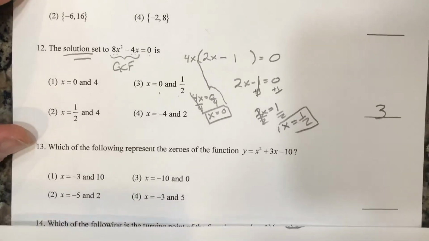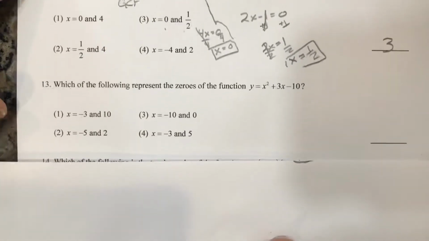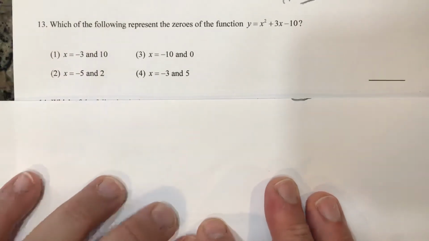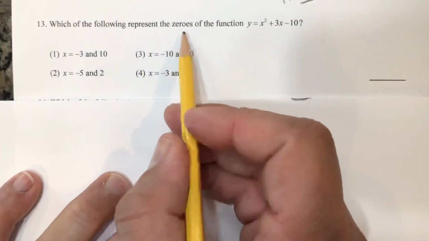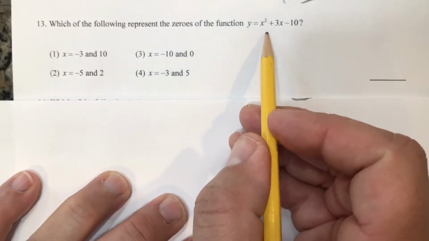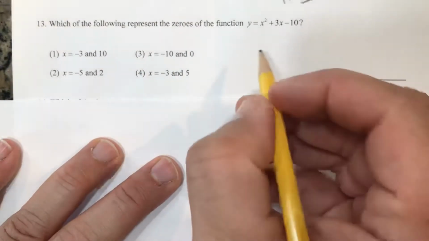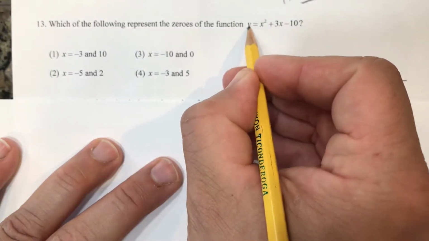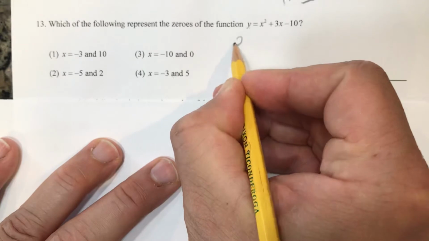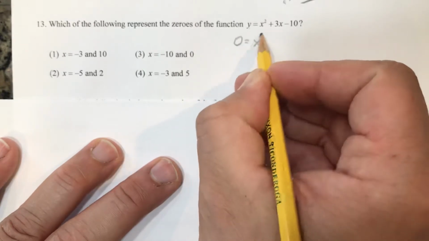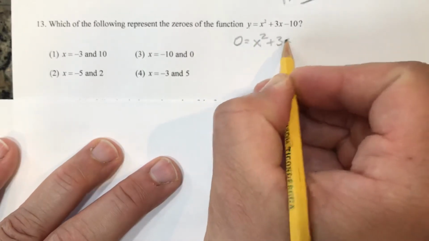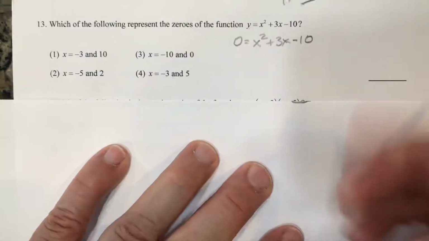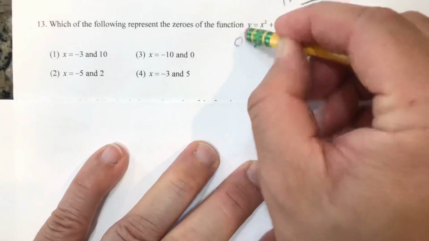Let's check out number 13. And let's put it at the top. There we go. All right, so which of the following represents zeros of this function? Well, same thing. They didn't set it equal to 0 for you, but the rules are the same. If you want to find zeros, you're going to put a 0 where y is. So 0 equals x squared plus 3x subtract 10. Now, that's really weird to me. I just hate seeing that 0 on that side.